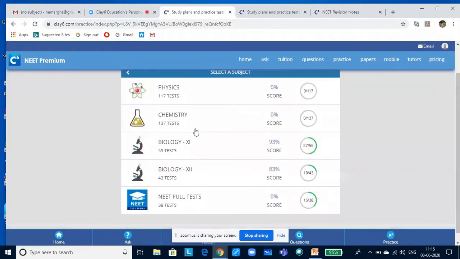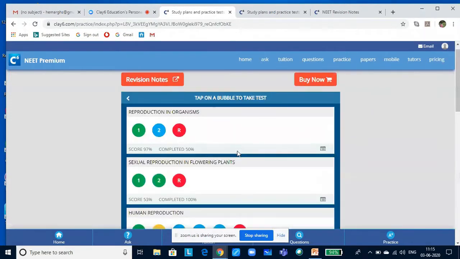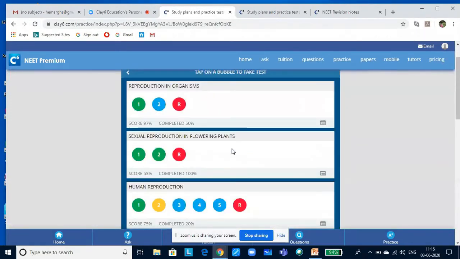And here you find chapter-wise tests in physics, chemistry, biology, and NEET full tests. Now here you see a lot of colored bubbles. Each bubble is a test. A green bubble indicates that you have already completed the test, but you can always visit it if you want to redo the test, if you want to revise or if you want to improve your scores. After understanding the concept, you can always revisit it.